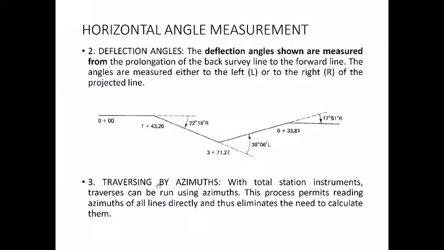Then we have traversing by azimuths. As we have discussed, azimuths give you direction from the north. This way, it is easier for you to set out the direction of your traverse, something that we have studied in detail in compass traversing.